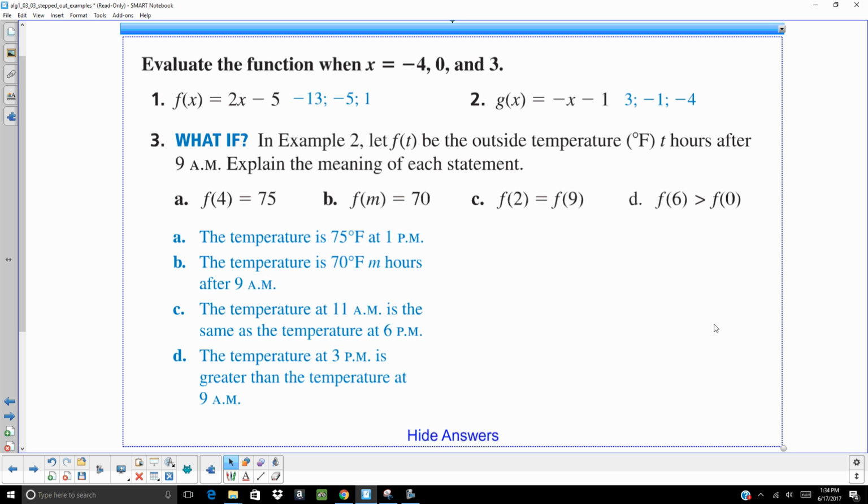I will let you read through the answers on your own here, but it's very similar to our last one. It's starting at 9 a.m. So 4 hours later would be 1 p.m.